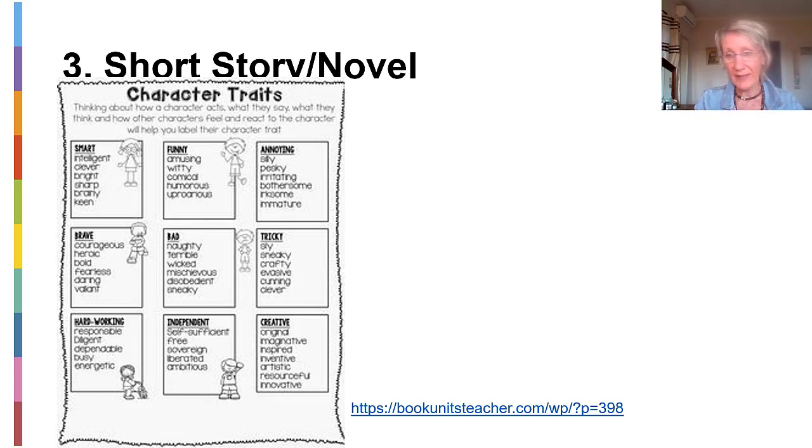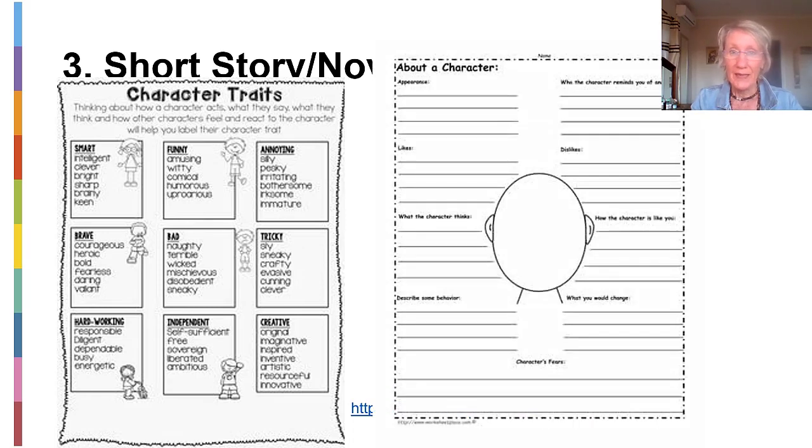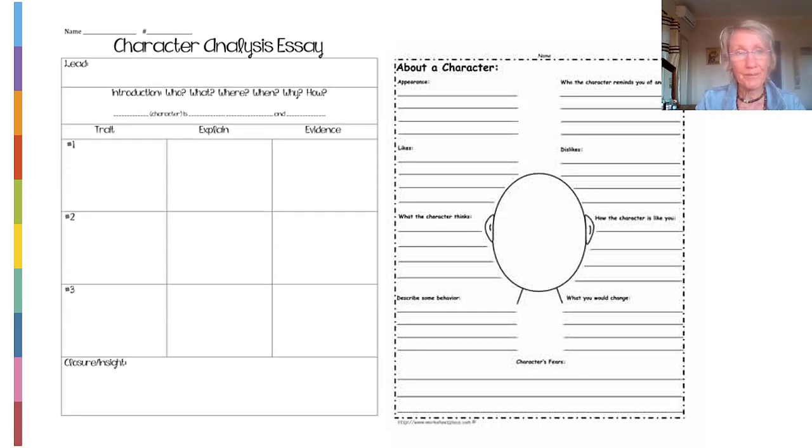And again, there is the link that you can have to go and check this out. This is about the character. Again, nice worksheet. You can choose any character or characters, and then you can have the appearance, what he likes, what she dislikes, what the character thinks, what you like about the character, what you don't like about the character. And so you can do all kinds of activities based on this character.